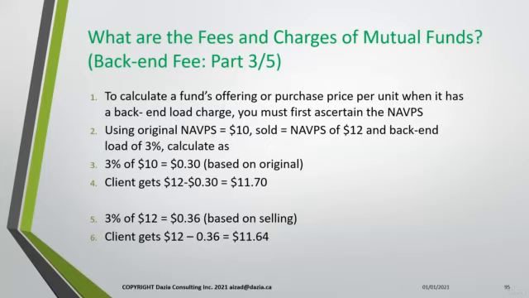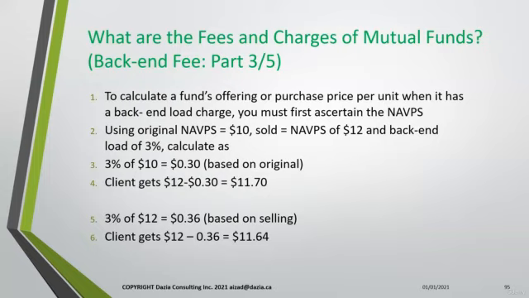So there's two ways of doing it. Either some companies will base it off of the original price. The original purchase price was $10. So what is 3% of $10? It's 30 cents. So 12 minus 30 cents, the client will get the fund units based on $11.70.